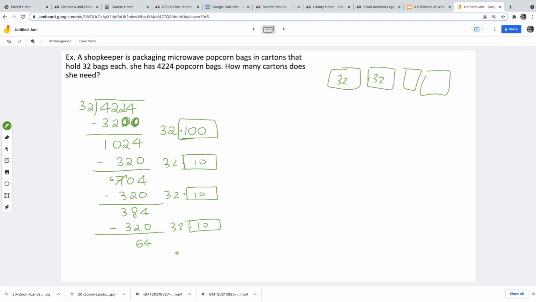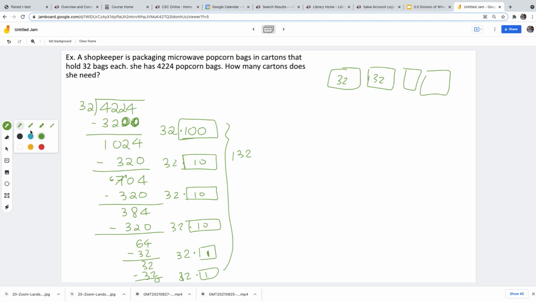So now we can use this 32 times 1 carton, using all 32 bags. You have 32, subtract it, and you get another 32. So you can have another carton, and you have 0 bags left. So these are the number of cartons in these boxes. If you add all of these together, 100, 10, 10, 10, 2, 132 is the quotient. That's the number of cartons, right?